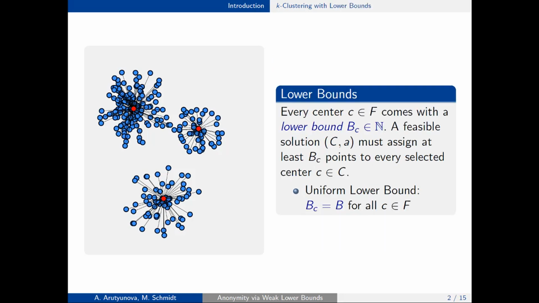We are now interested in clusters of some certain size, meaning that every center C gets a lower bound BC, and if we select C to be in our solution, then we also have to assign at least this many points to it. If the lower bound is the same for all centers, then this is a uniform lower bound problem. In the example on the left, we see three clusters. It may be that the lower bound is relatively large, such that the two clusters on the right do not have enough points assigned to them, so a feasible solution may be that we have to merge the two clusters and produce a larger cluster.